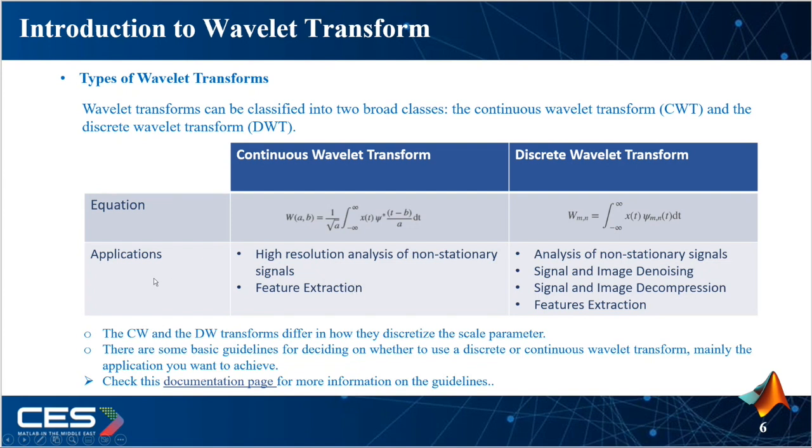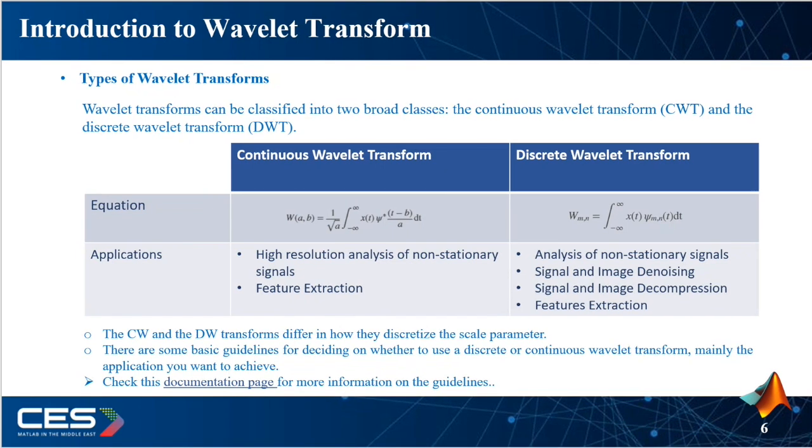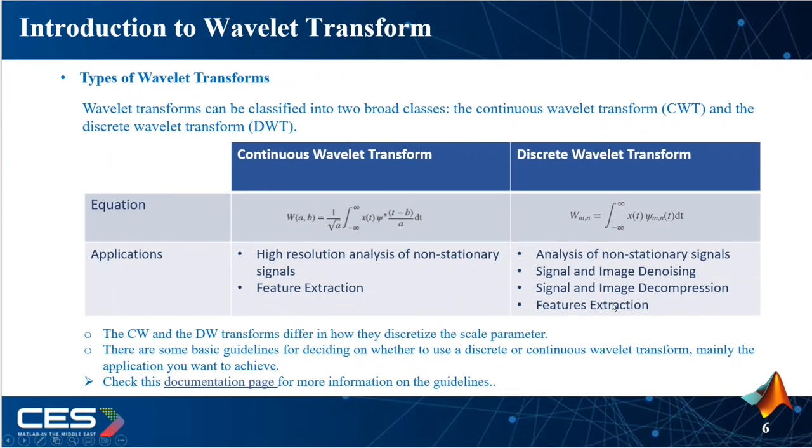So the applications of the continuous wavelet transform. When we want to do high resolution analysis of non-stationary signals, it's always recommended to use the continuous wavelet transform, but you can also use the discrete wavelet transform if you don't care about the resolution. For the continuous wavelet transform, we have feature extraction. You can use the CWT for feature extraction. Here I'm talking about getting the scalograms, okay? And these scalograms can be saved as a data set, and after that, used to train or to feed some machine learning model. And for the DWT, this is the equation, and this is always the wavelet.